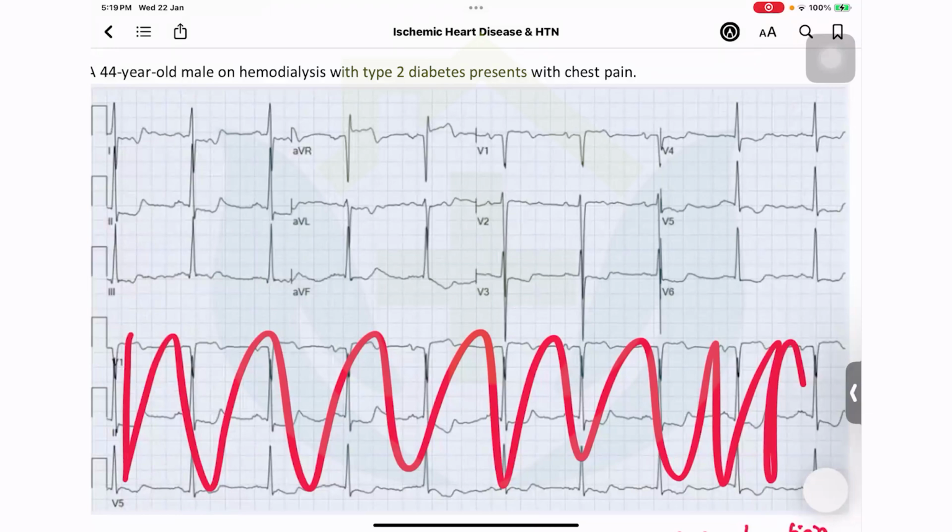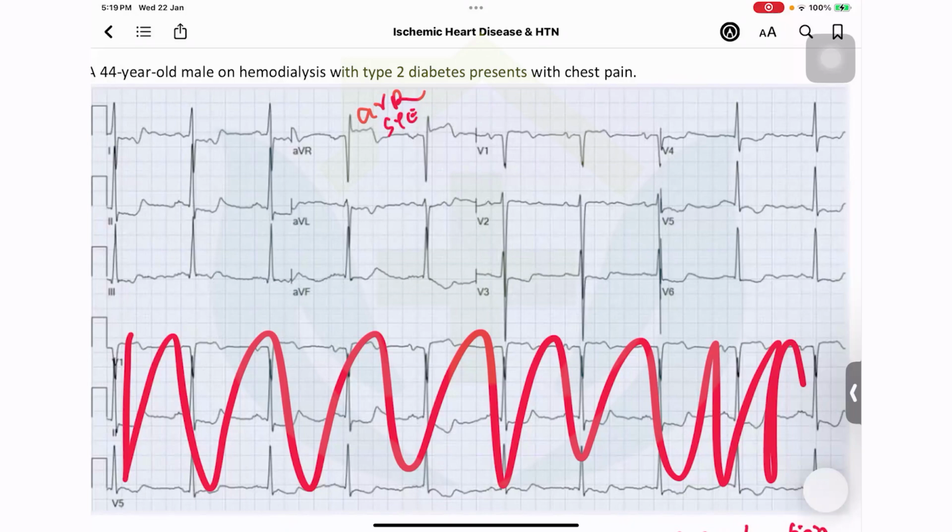Anyone? AVR. AVR, sir. So because there is an ST elevation in AVR, we will give priority to ST elevation, although there are ST segment depressions also. Can you find them? Can you find ST segment depressions?